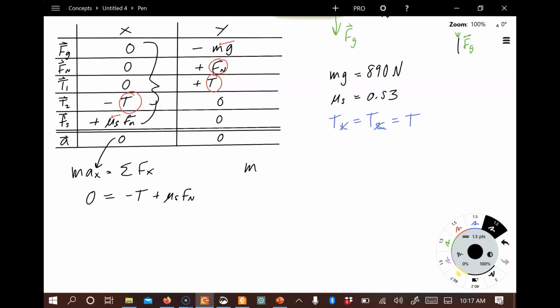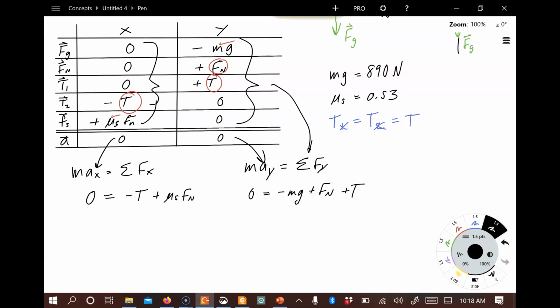And for the y direction, same Newton's second law. Whoops, that should be a y there. And, oh, okay, that's nice, got a 0 there. I'm going to add all these up and put them onto that side. So we're going to get 0 is equal to minus mg plus Fn plus T. And at this point, it's all math. We're going to plug in our numbers and solve this stuff.